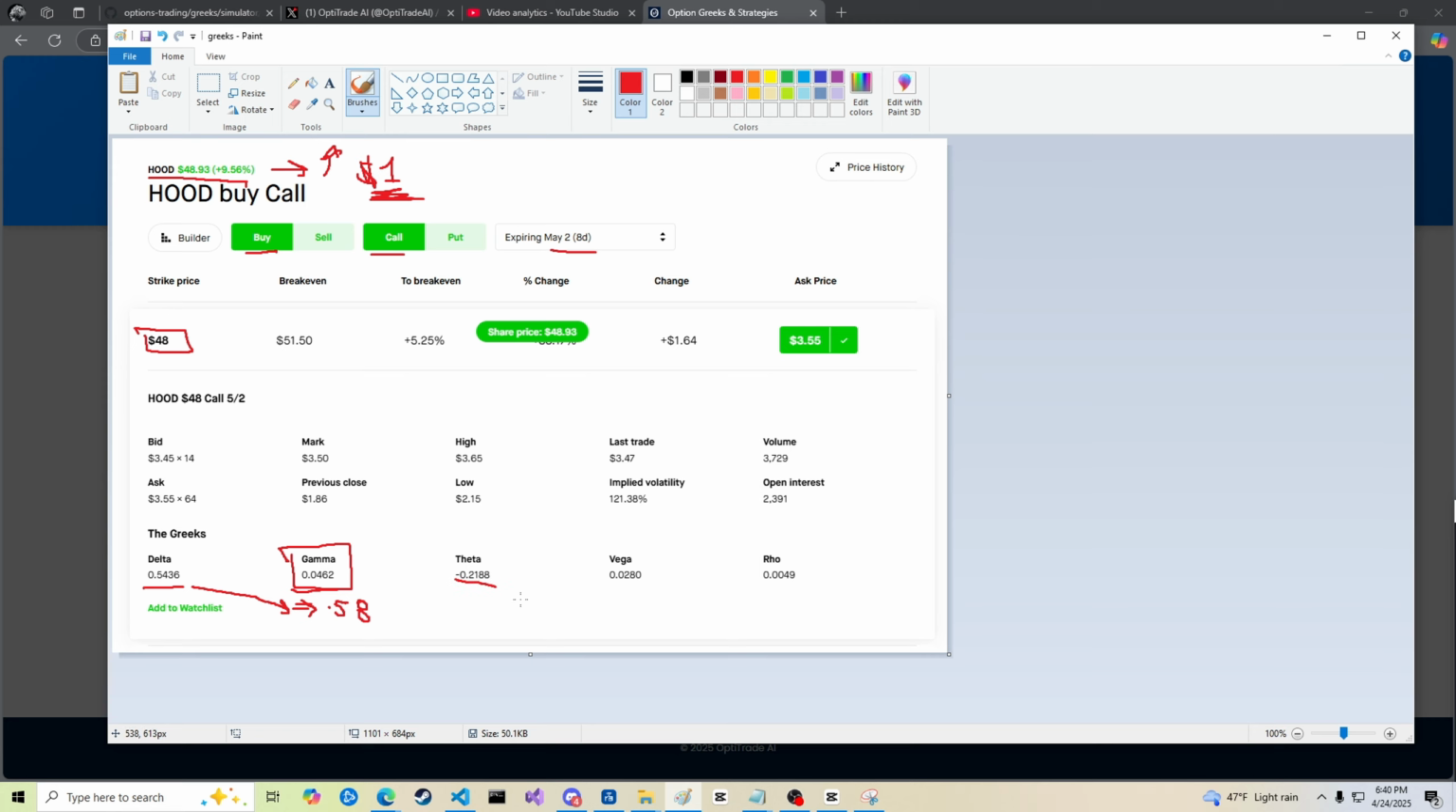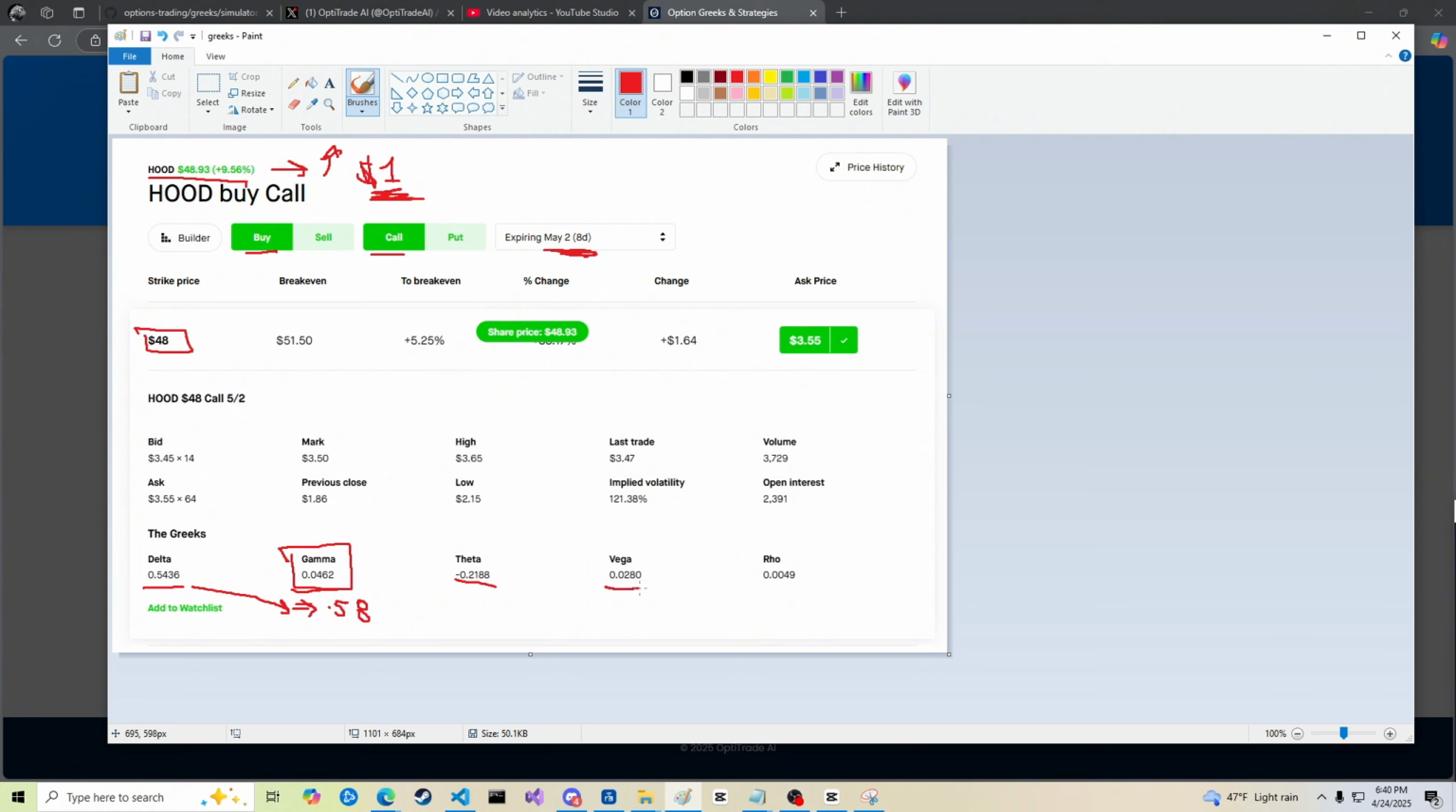Theta is basically telling us that we would lose almost $22 per day with this options contract. Now, this is pretty steep, but that's only because the contract expires in a short period of time, right? You would typically see the theta be a little bit smaller if the contract expired a month from now, 3 months from now, etc.